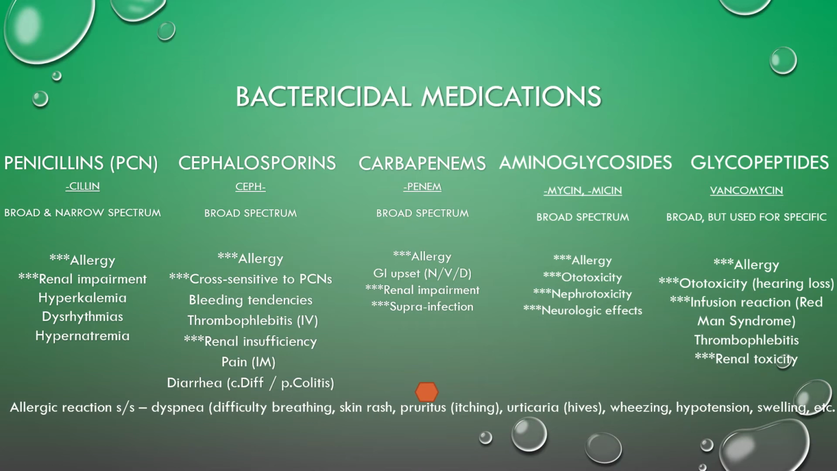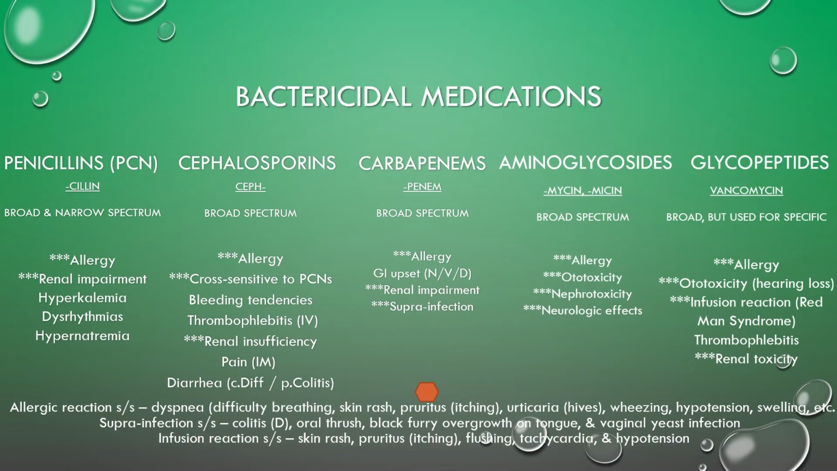So signs and symptoms are going to include dyspnea, so difficulty breathing, skin rash, pruritus, which is itching, urticaria, which is hives, wheezing, hypotension, swelling, etc. Signs of an allergic reaction. Another stop indication is going to be a superinfection. So if they have colitis, like diarrhea, oral thrush, black furry overgrowth on the tongue, and or a vaginal yeast infection. These are opportunistic infections that have now come on as they are taking an antibiotic, and so they need to stop this medication, this antibiotic, and start a different one.